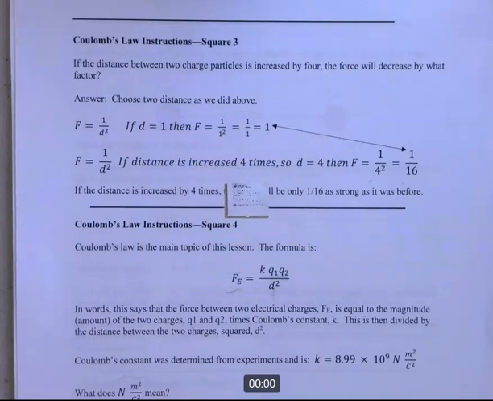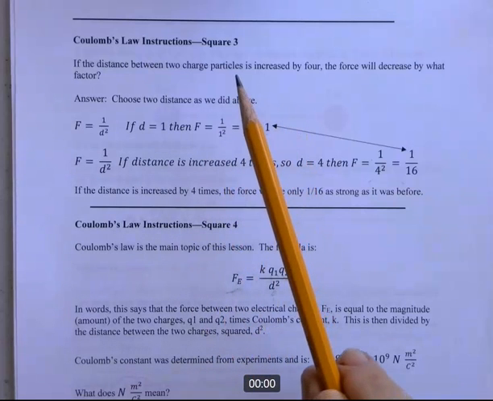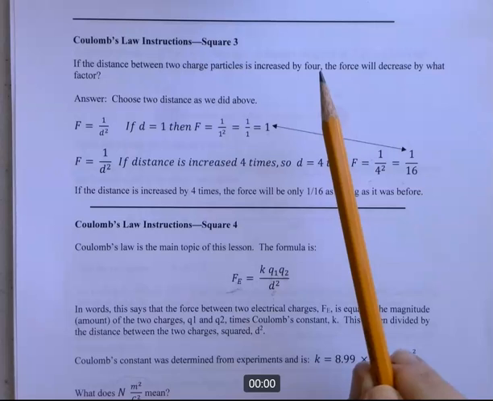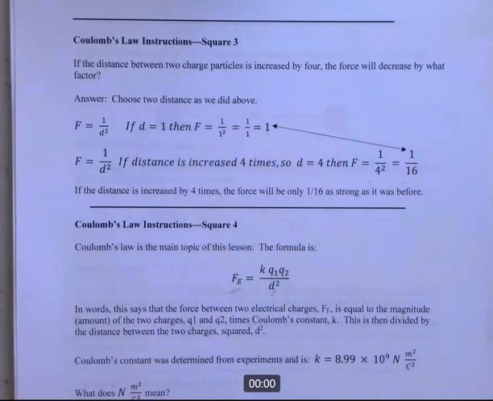Okay, we're going to move on to square 3 in the instruction section of the Coulomb's Law lesson. So this is the problem they gave you. I made up those on the last page. If the distance between two charged particles is increased by 4, so it's 4 times greater, the force will decrease by what factor? Again, they use that phrase, decrease by what factor.